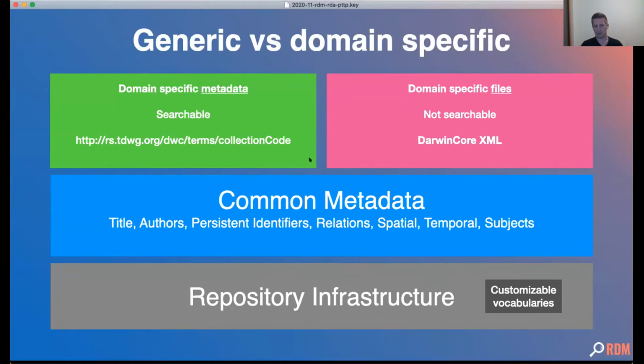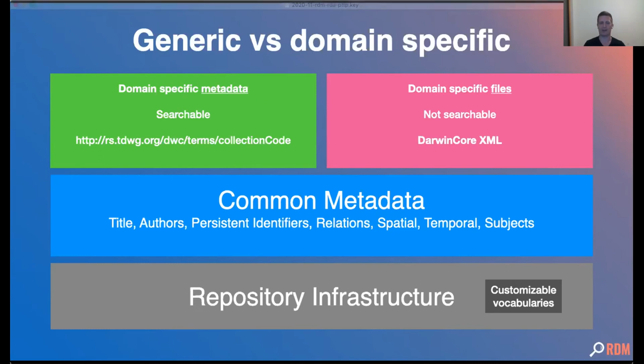Then on top of the common metadata, we're able in each of these Invenio RDM instances to basically add any number of extra metadata fields. So you could take something like the collection code from the Darwin Core standard and get that into the metadata and make it searchable, so you can actually answer these questions that I highlighted before.